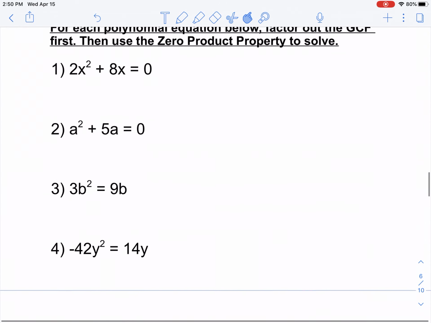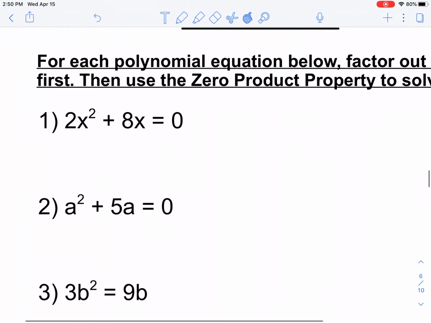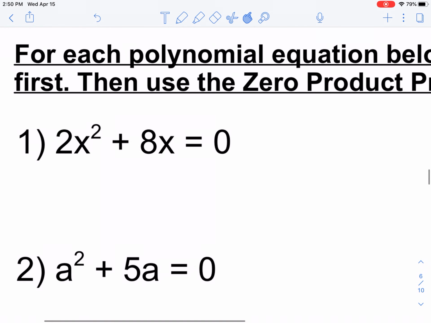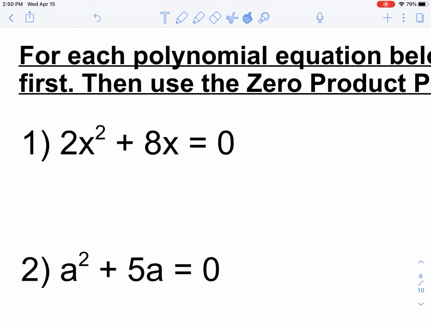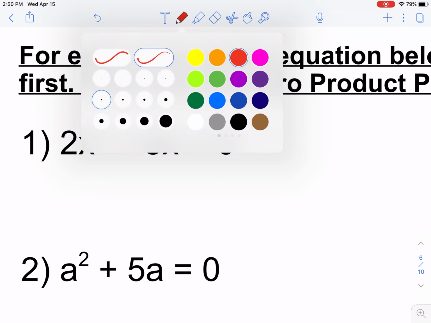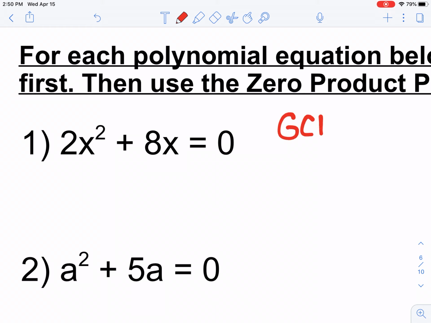Now we're going to, let's do one more. Actually, we'll do two more. You have to factor these now and then solve them. All right, so we're going to factor using the GCF method. So the GCF of 2 and 8 is going to be 8, or 2, I'm sorry. And the GCF of x squared and x is going to be x. So the GCF for this one is 2x.